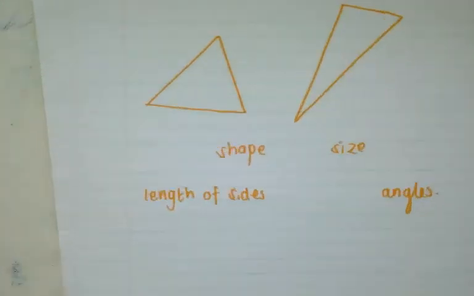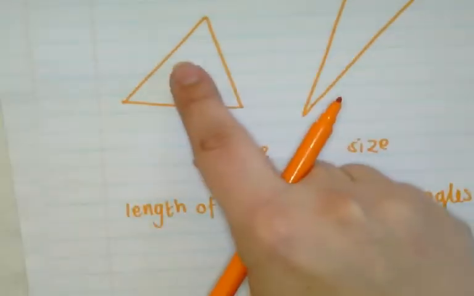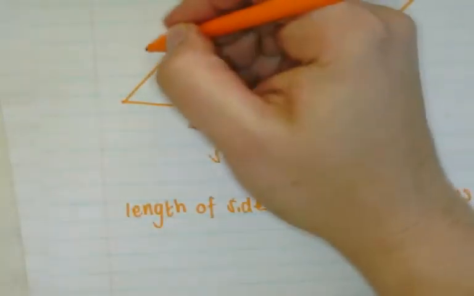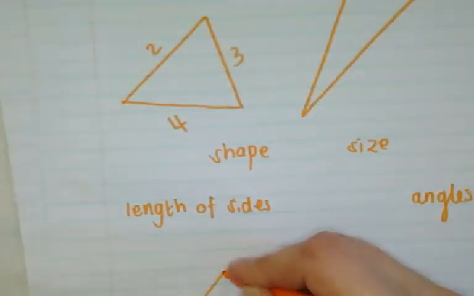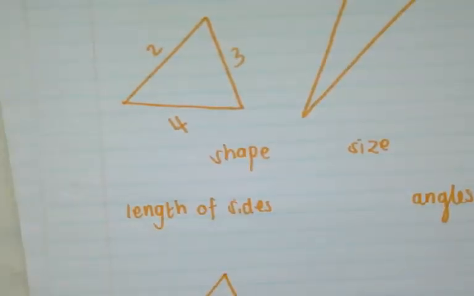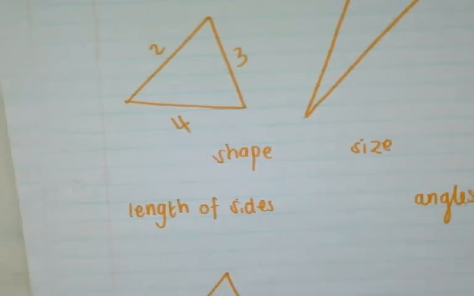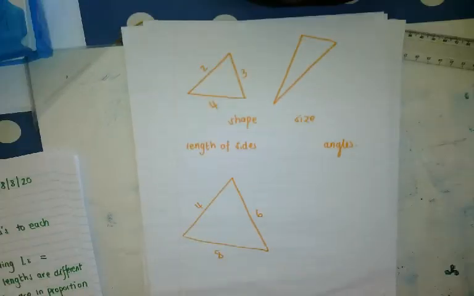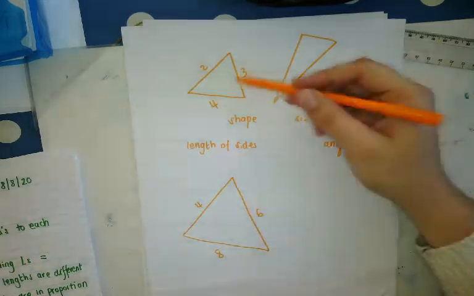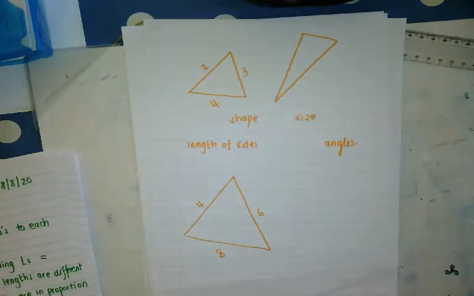Okay, fine. Let's do that. So I'm taking that triangle. Let's call it 2, 3, and 4, the lengths. 4, 6, and 8. I changed the length of sides, didn't I? I doubled. But did the shape of the triangle change? Those two triangles still have the same shape.